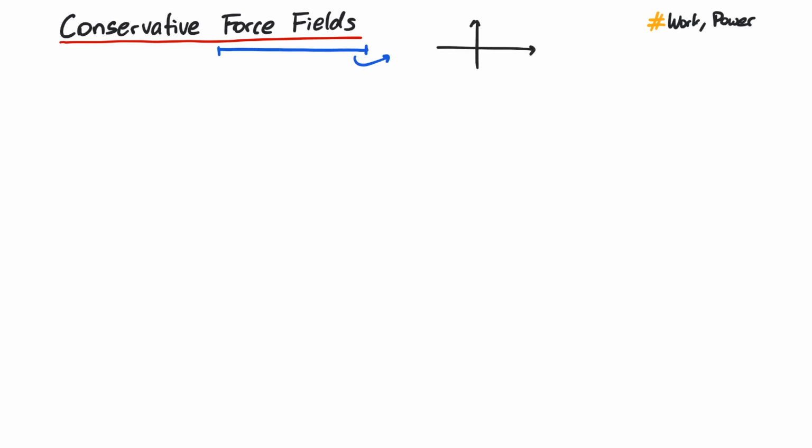Conservative force fields belong to the topic of work and power in classical mechanics. But what exactly is a conservative force? First, we define a force field. Casually speaking, this is just a force whose orientation and strength depends on where it acts. Mathematically, the force is a function of space.